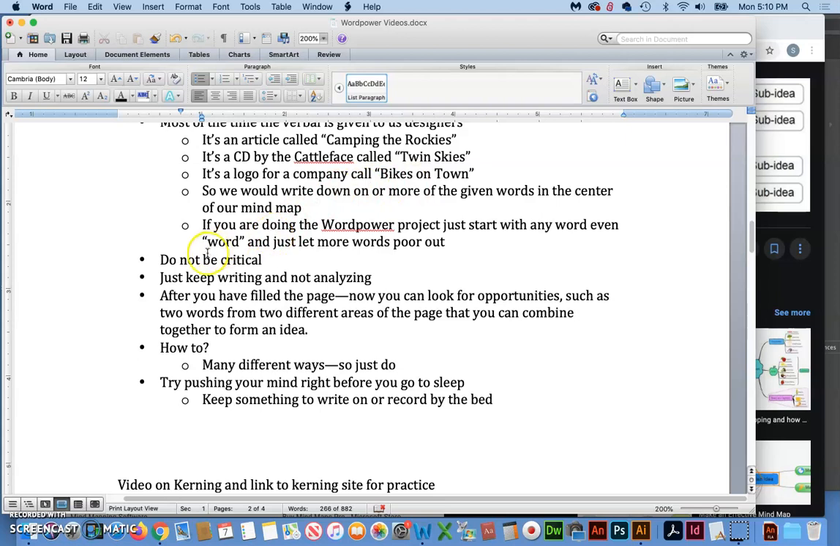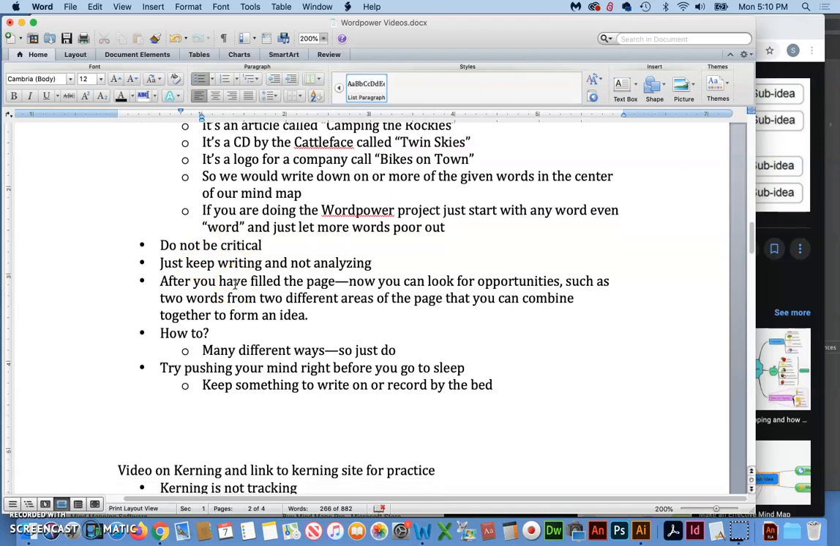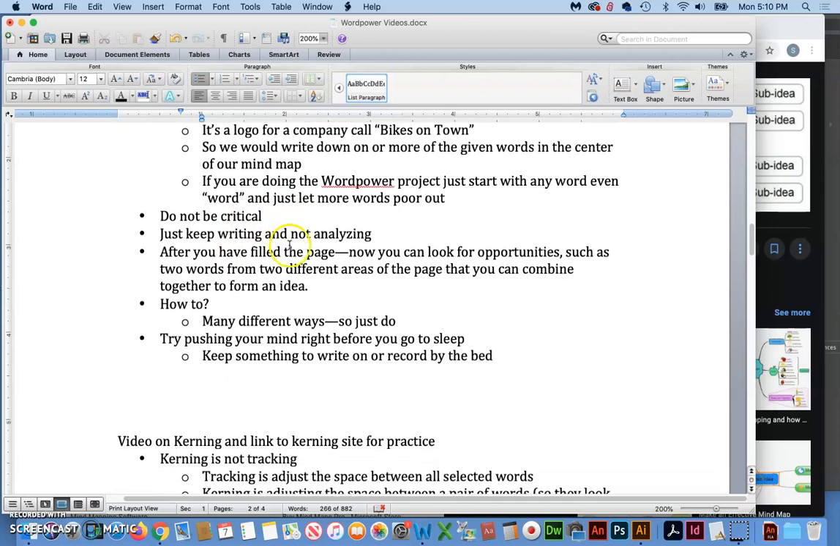As you're doing the mind map, you don't want to be critical at all. Don't think, oh, that's a stupid word, or that doesn't have anything to do with this. You just keep writing things down that remind you of the words that you just wrote and words that you wrote in other places. And I'll do one roughly here so you can see what I'm talking about in a little better detail. But you just keep writing, not analyzing.